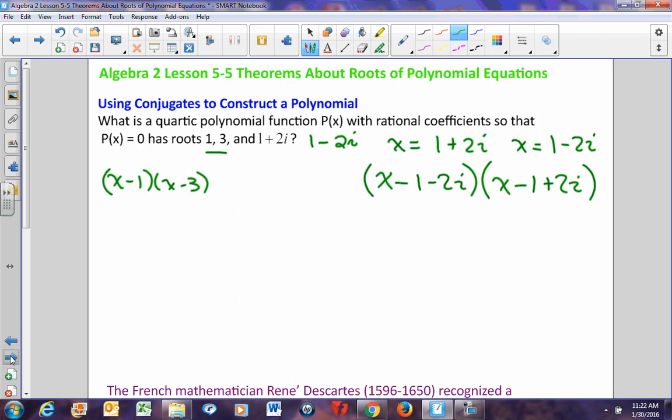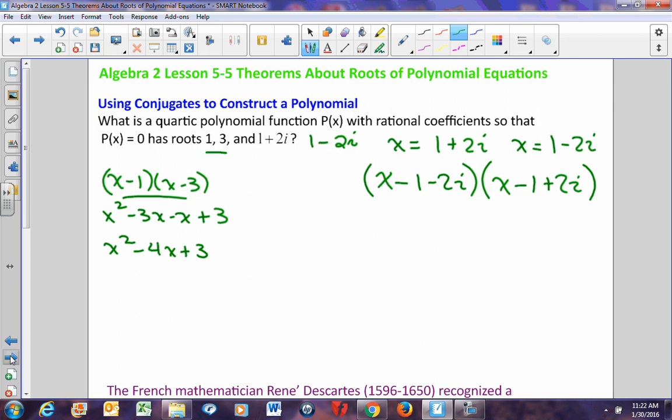Yes, that seems very, very complicated, but it's actually not as bad as you think it is. This should factor fairly quickly. This would be x squared minus 3x minus x plus 3. So that factors to x squared minus 4x plus 3. By this time in your algebra career, you should be able to multiply those polynomials that quickly. If not, you need to practice that.